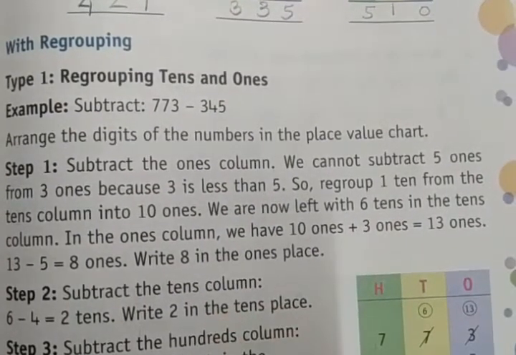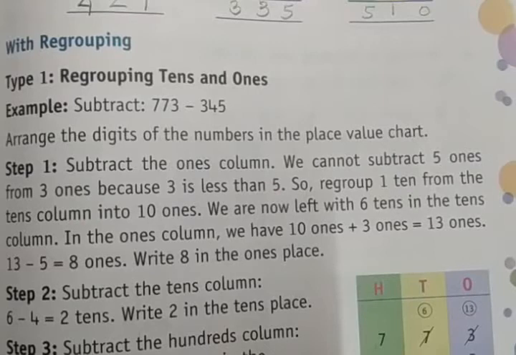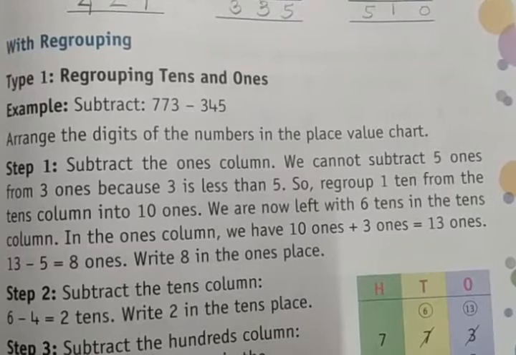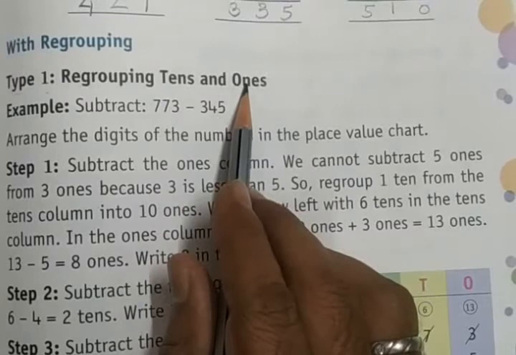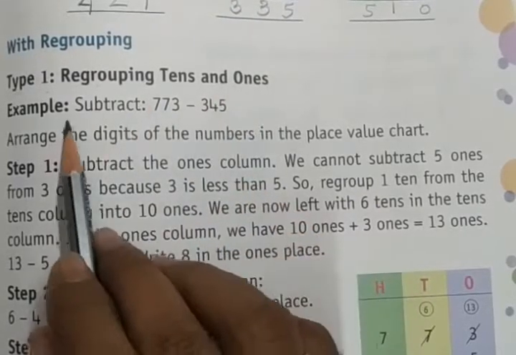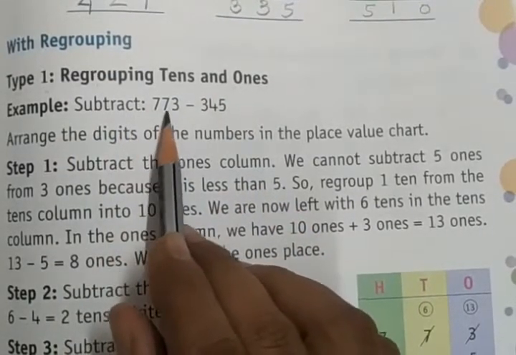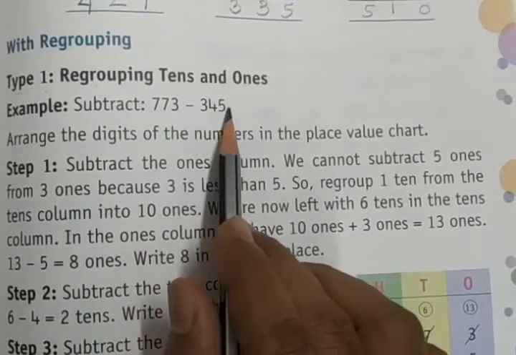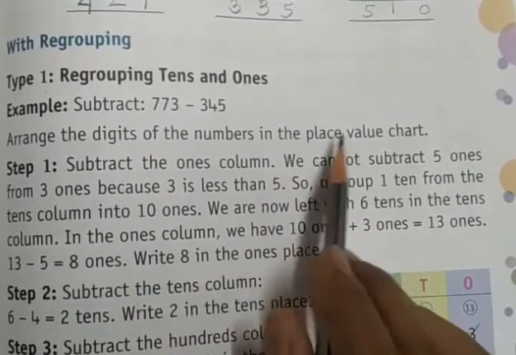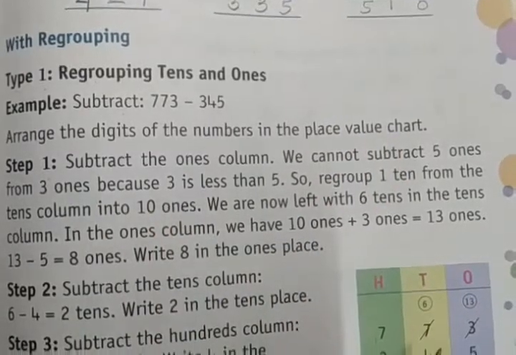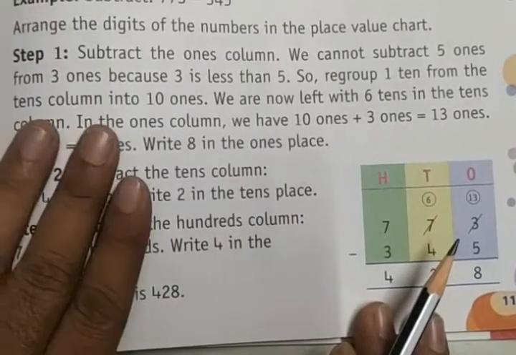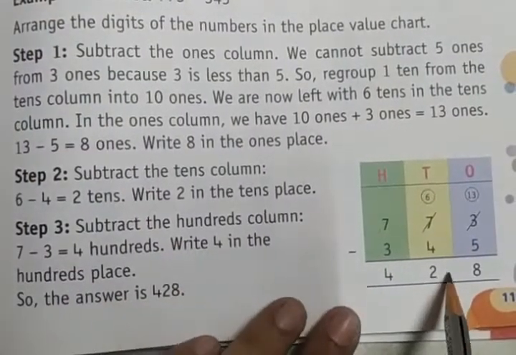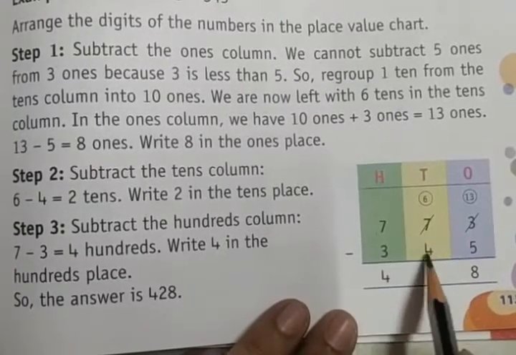Next, the same 3-digit number subtracting a 3-digit number with regrouping, which means with borrowing. Example 1, regrouping tens and ones. Example: subtract 773 minus 345. Arrange the digits of the number in the place value chart first. Let's see the steps here. So here 773 minus 345.